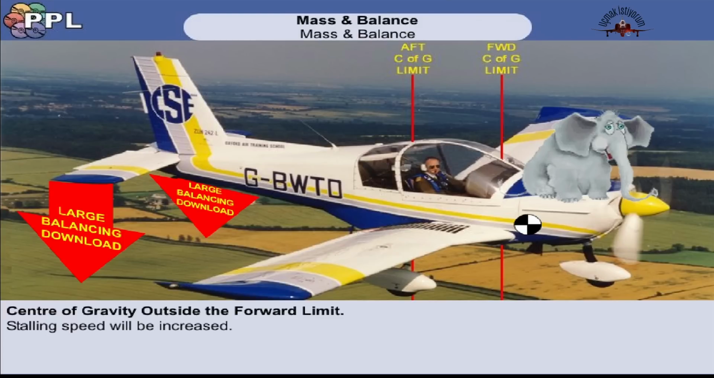Stalling speed will be increased because of the increased wing lift required. Longitudinal stability is increased. In other words, the aircraft will be slow to respond to pitch inputs. This leads to higher stick forces being required in pitch.